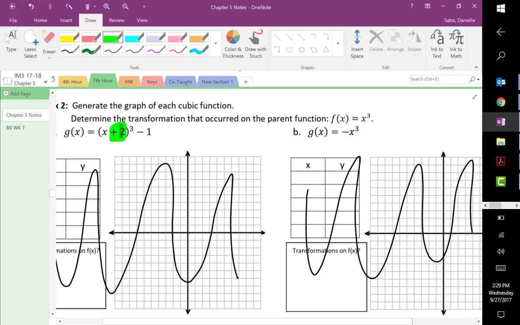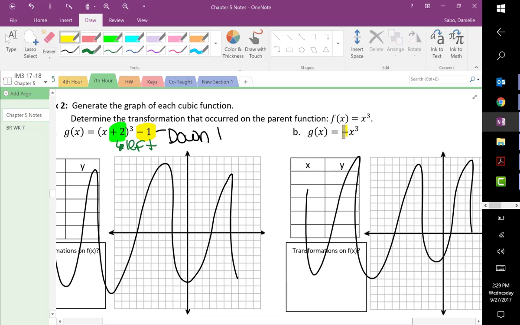What's going on with this 2? It is going left. Okay, let's talk about it. Remember I told you, when it's inside the parentheses, see how it's close to the x? That means that we're moving either to the left or to the right because that's the x-axis. And then the outside is up or down. Are we moving up or down? Down. It's okay. It's been about a week since you've done it, so I understand sometimes you kind of forget. So down 1.